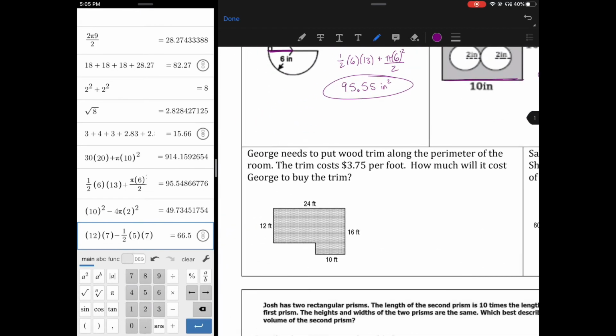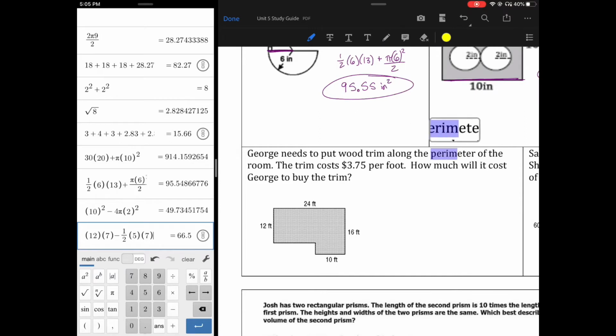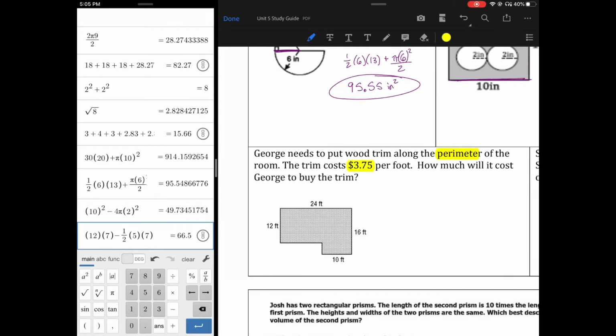And then I have a couple word problems that are really asking me to do the same type of thing, just I have to figure out if I'm looking at perimeter or area. In this first problem, it basically tells me right out. It says that George needs to put wood trim along the perimeter of the room, which means I'm solving for perimeter. And the trim costs $3.75 per foot. How much will it cost George to buy the trim?